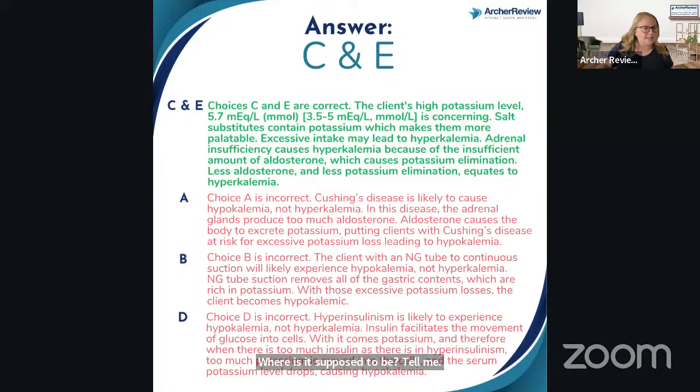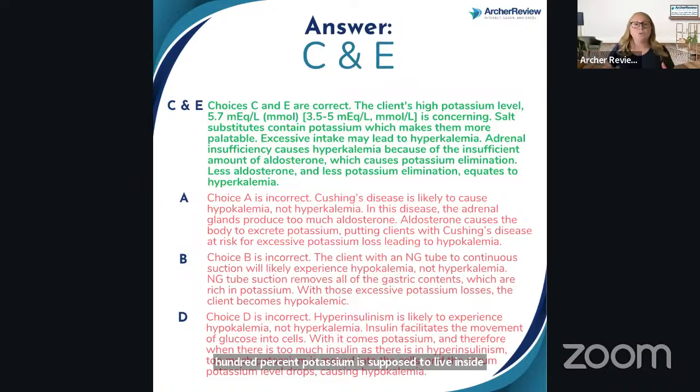Yes, Mary says inside the cell. Yes, Sharon says inside the cell. What do you guys think over there on Facebook? Inside or outside of the cell? Yeah, Kamika says inside, 100%. Potassium's supposed to live inside that cell.